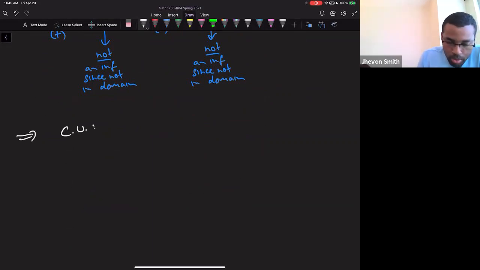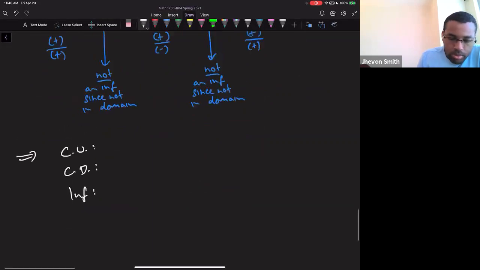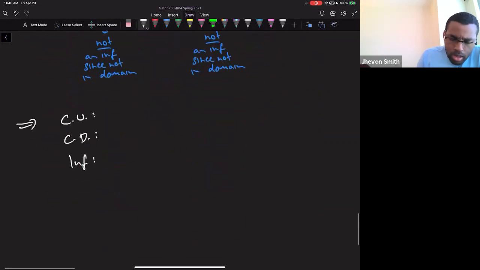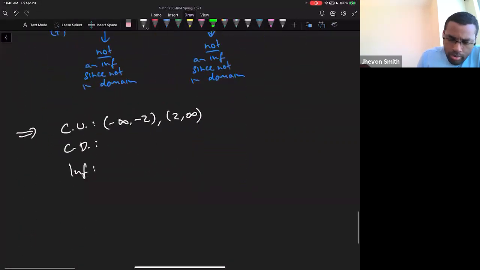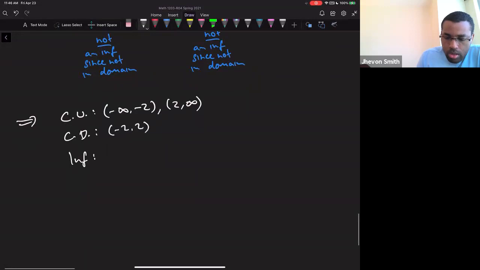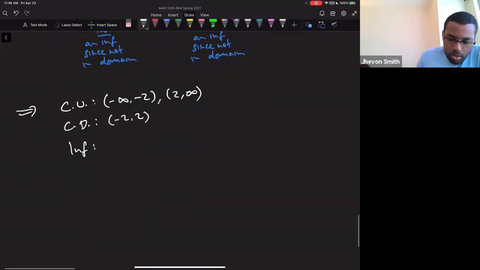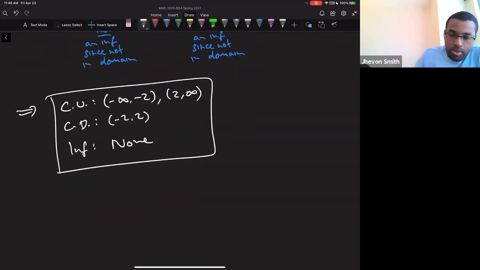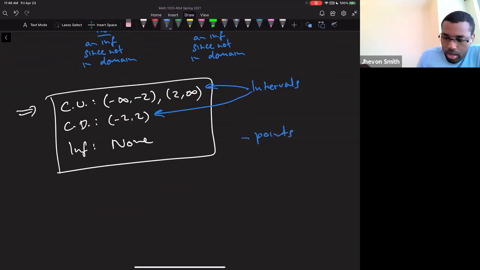Where are we concave up? Where are we concave down? Where do we have inflections? So we're concave up on -∞ to -2 and 2 to infinity. We're concave down in between that. Inflection points, we have none. That's the summary from the fifth part. And again, these are intervals, and these would be actual points on a graph.